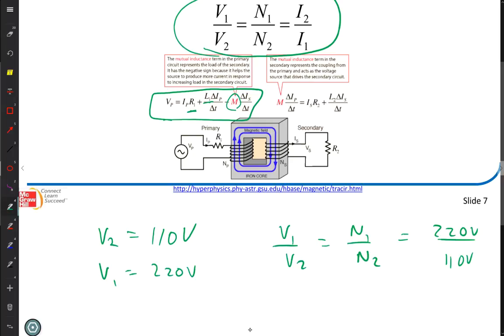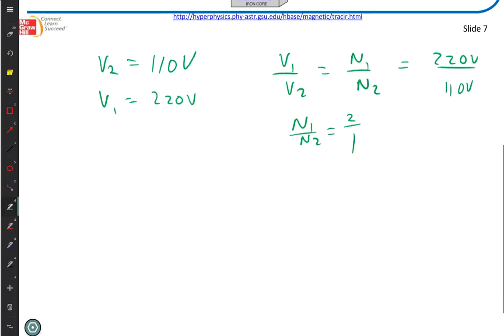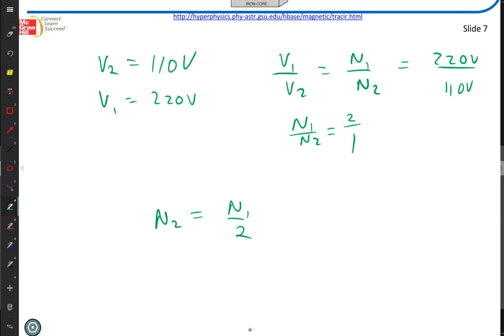Then I get the fact that N1 over N2 is equal to 2 over 1. So however many turns I have in, well, let's just solve this for N2. So I'm going to have N2 is equal to N1 over 2. So however many turns I have in the primary, if I have half that number in the secondary, then I'll have the proper step down.